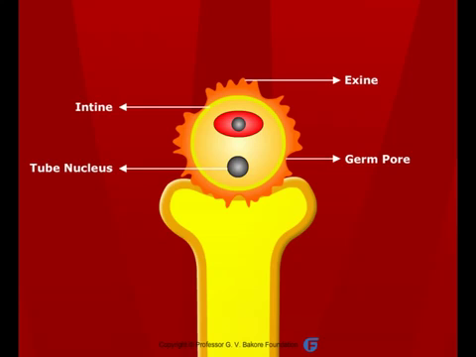Pollen grain has two cells. The smaller cell is known as generative cell, which will divide to form two male gametes. The larger cell is known as the tube cell, which will give rise to the pollen tube.